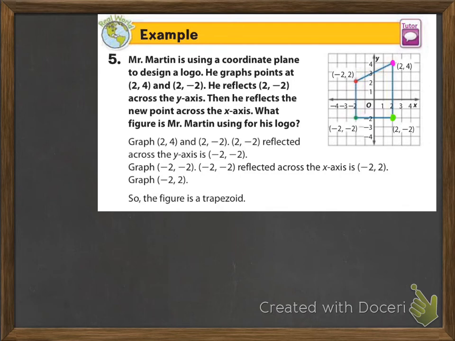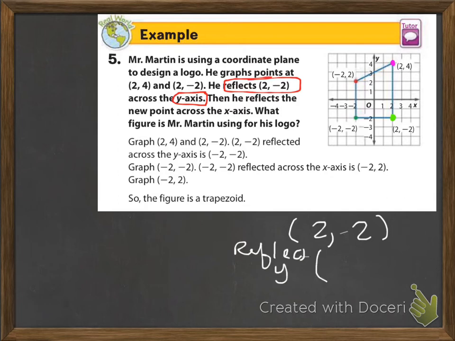Then it says he reflects (2, -2). I'm going to change to red. So he reflects (2, -2) across the y-axis. I'll do this down below. Since it says he reflects it across the y-axis, I'm going to write (2, -2), and then write reflect y, and then (x, y). So that means my -2 is what stays the same, and I need the opposite of 2, which is -2. So now I'm going to plot that point in red.